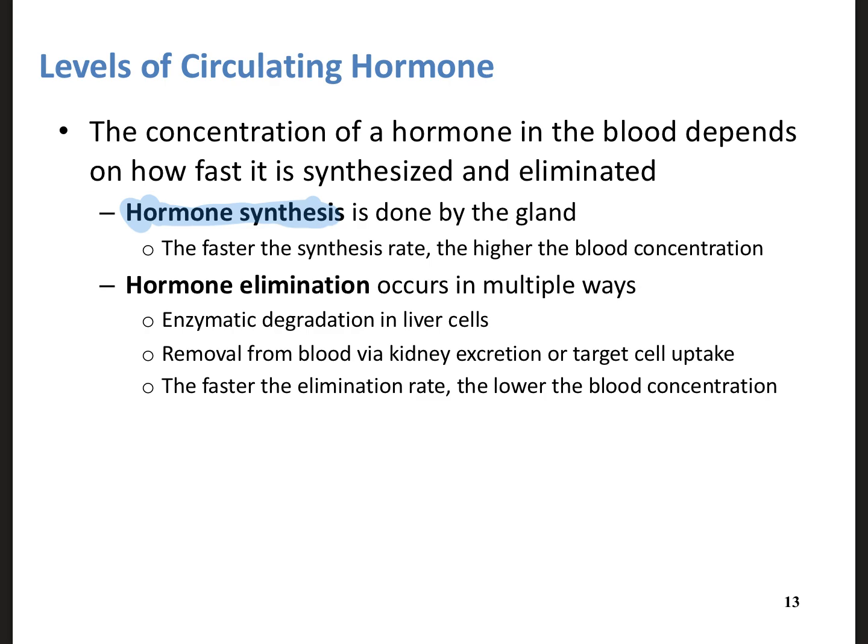The second way is how much is eliminated. So balancing these two, synthesis versus elimination, gives you how much hormone is present in the body or in the blood at any time. Okay? We want them to be balanced so that we can keep certain levels of growth hormone, testosterone, estrogen, thyroid hormone, etc., in order to promote the effects of the hormone on target cells.